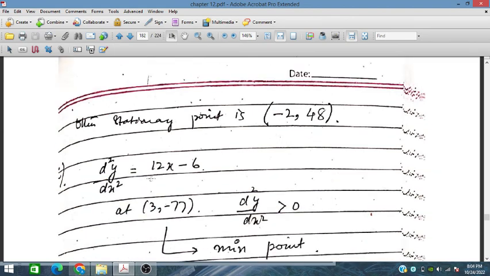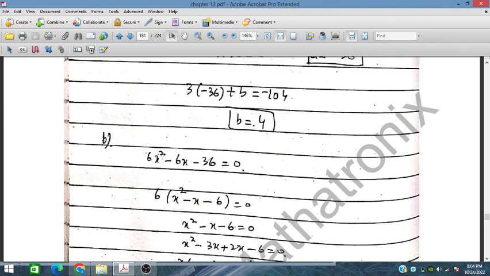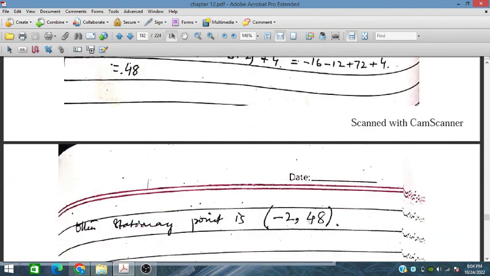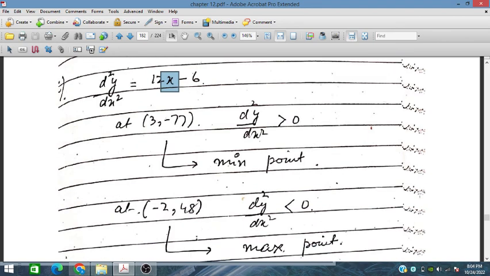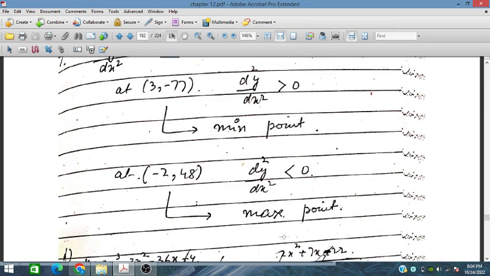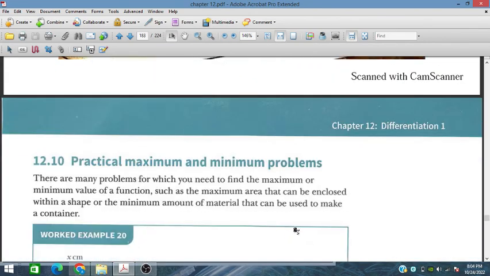So the second derivative is 12x minus 6. So this second derivative is this. At this point, this is the minimum point, because this is positive, so this is greater than 0, so this is the minimum point. For the other stationary point, if we substitute the value here, we will get a negative value, so this is the maximum point. For the other parts, we have to plot it, so we have not done it.